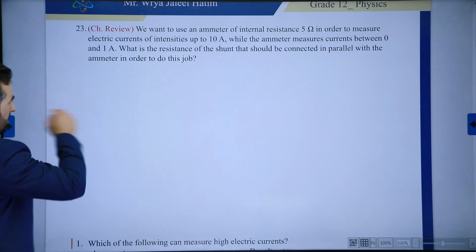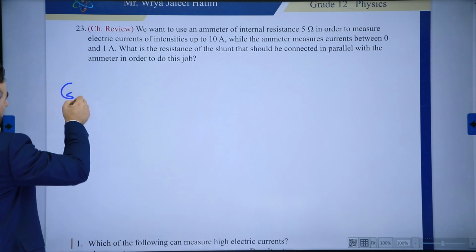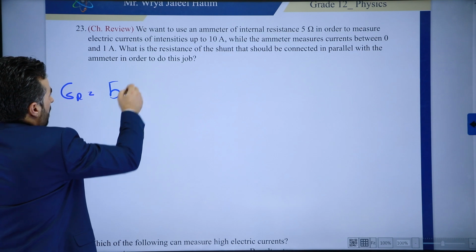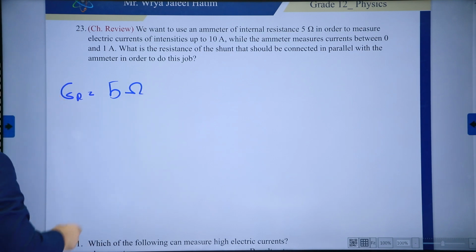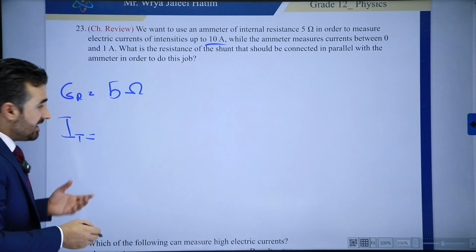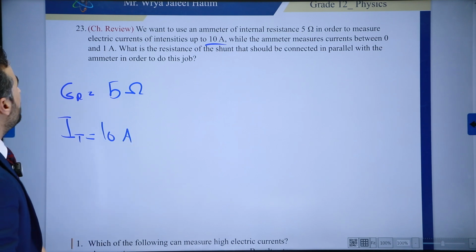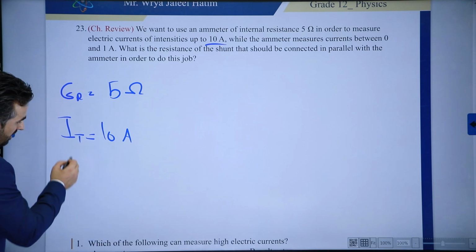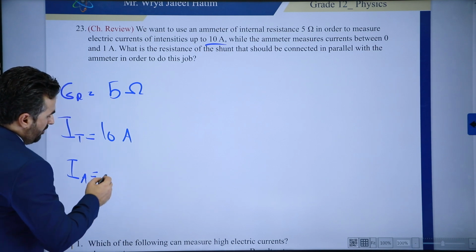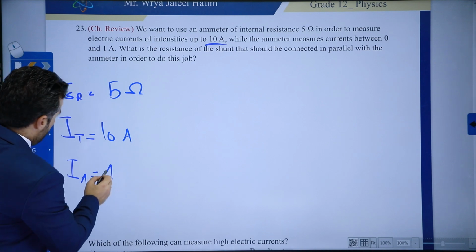So we can say the internal resistance of the ammeter, or galvanometer resistance if you want to call it, is basically 5 ohms. It says in order to measure an electrical current of intensity 10 amperes. That is going to be the total, which is 10 amperes, while the ammeter measures currents between 0 to 1 ampere. So the maximum current that we're going to measure on the ammeter is basically 1 ampere.